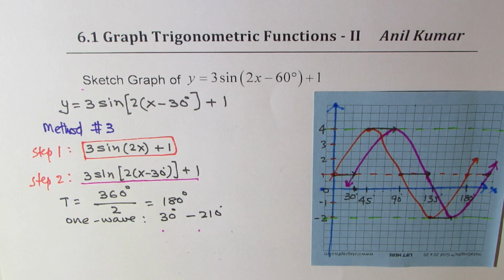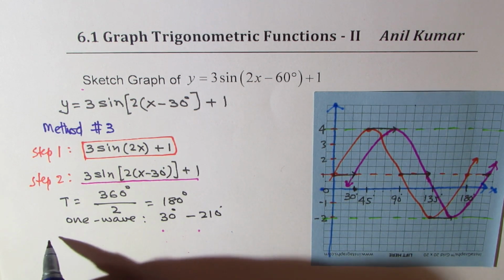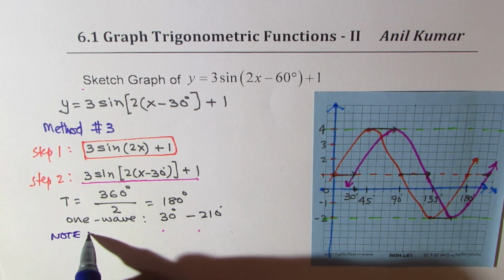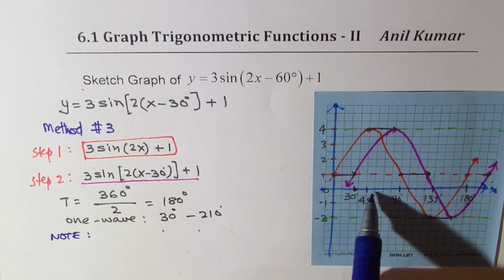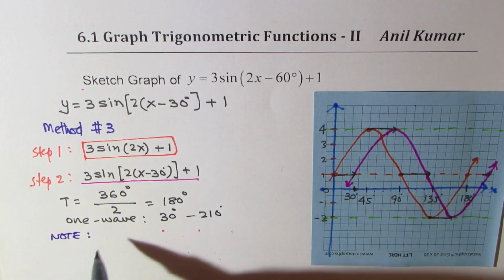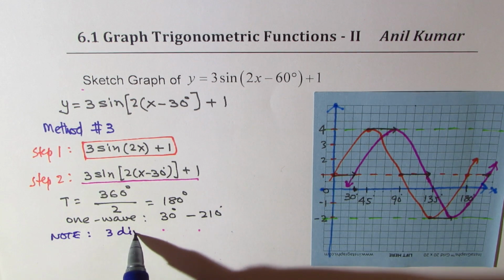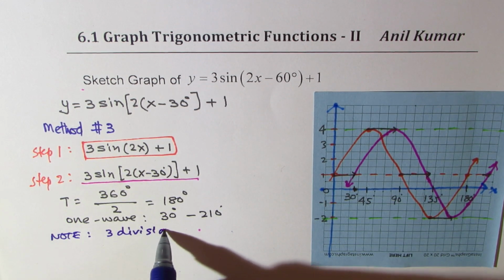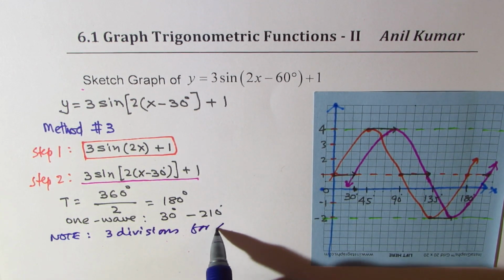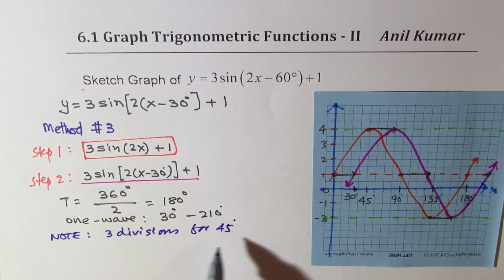Now, my suggestion here is that we could have taken 3 units. We took 4 for 45, so we could have taken 3 divisions for 45 degrees. That would have given us better accuracy. Then 2 was 30, perfect?